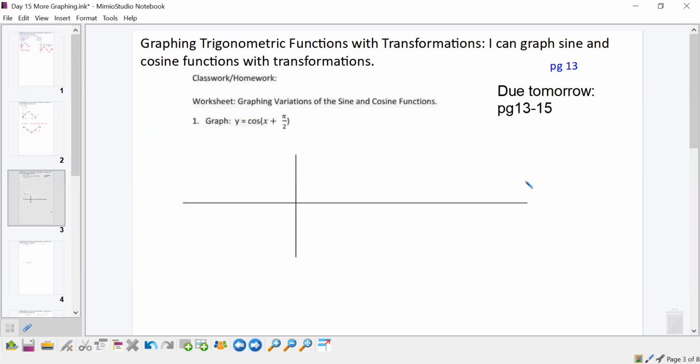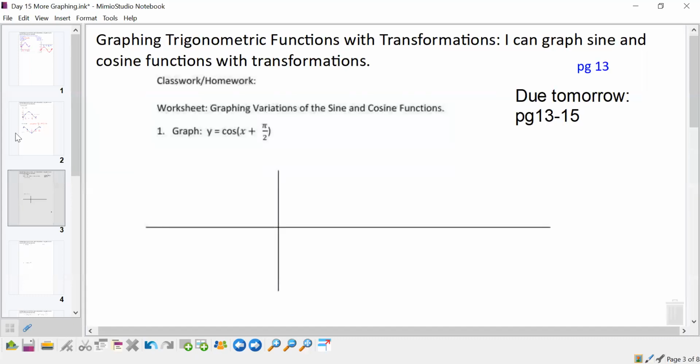All right, so today in class, you are going to work on pages 13 to 15. Try them yourself, see how much you can graph without using the video or the answer key. And then if you need help or you just want to check, you can use the video and the posted key to do that.